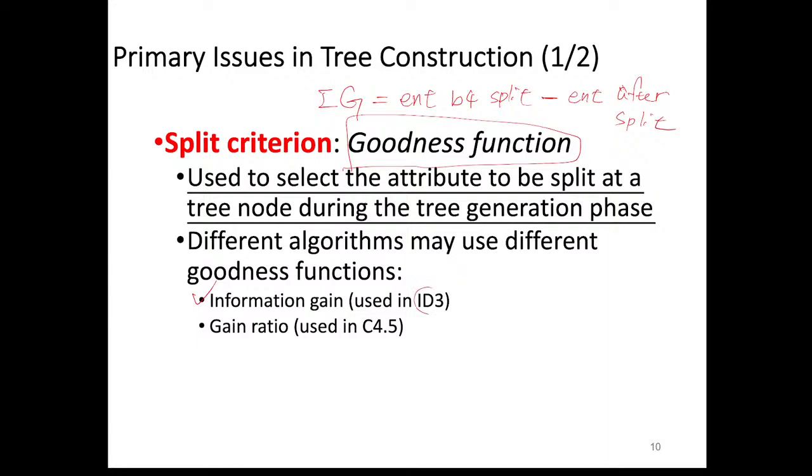That's the information gain we just introduced, and that's used by the ID3 decision tree classifier. And there's another thing called gain ratio, which is used in C4.5. And there's yet another thing called Gini index used in CART. And we will introduce these different goodness functions later.